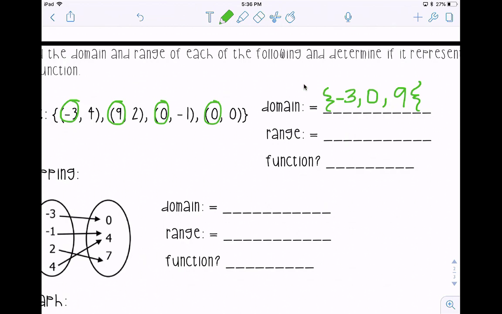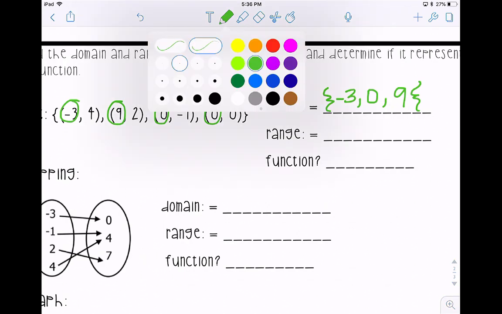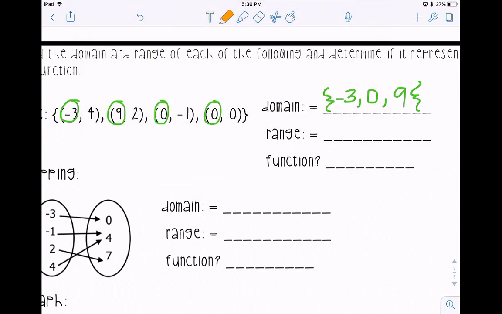So my range is the same thing, except we're looking at just the y's. So my y's are 4, 2, negative 1, and 0. So again, we're going to write those as a set. So squiggly bracket, we're going in order from least to greatest. So least would be negative 1. Then next would be 0. Next after that would be 2. And last would be 4. And then we close our bracket.